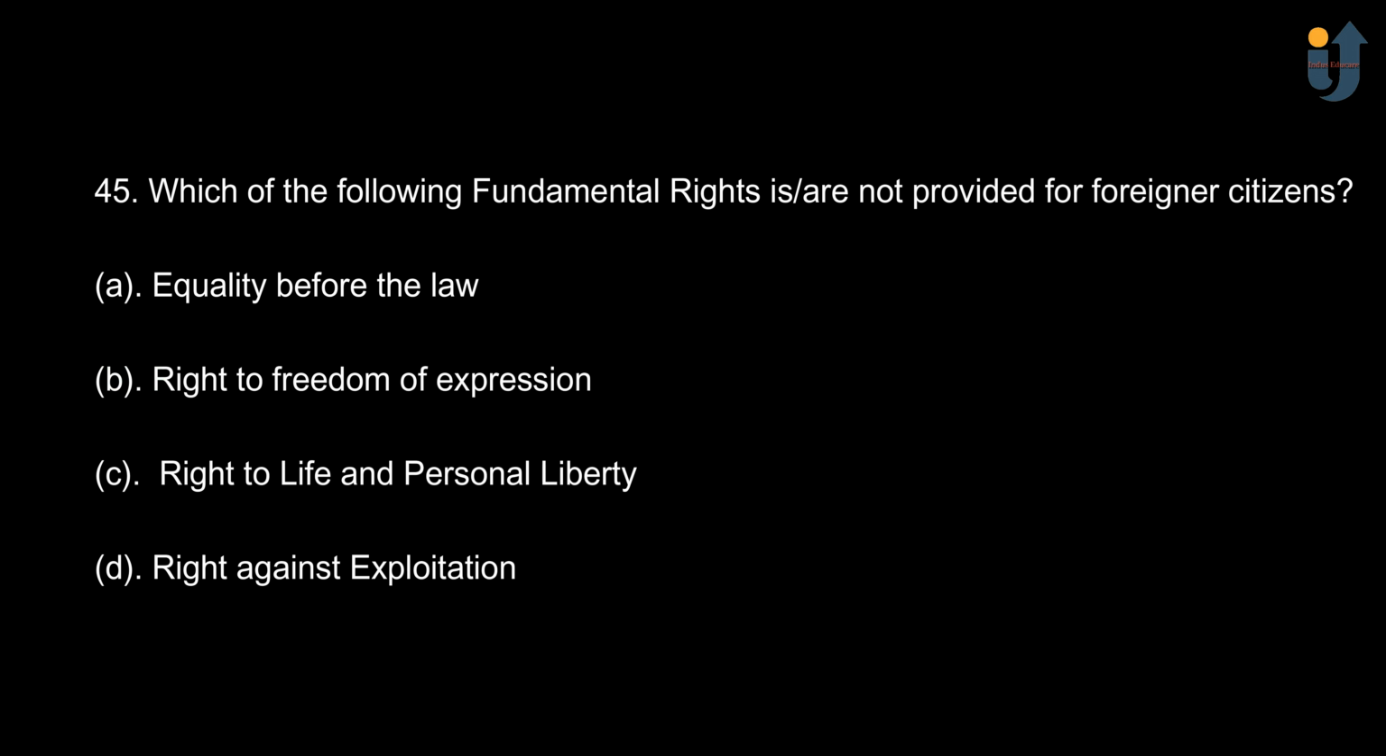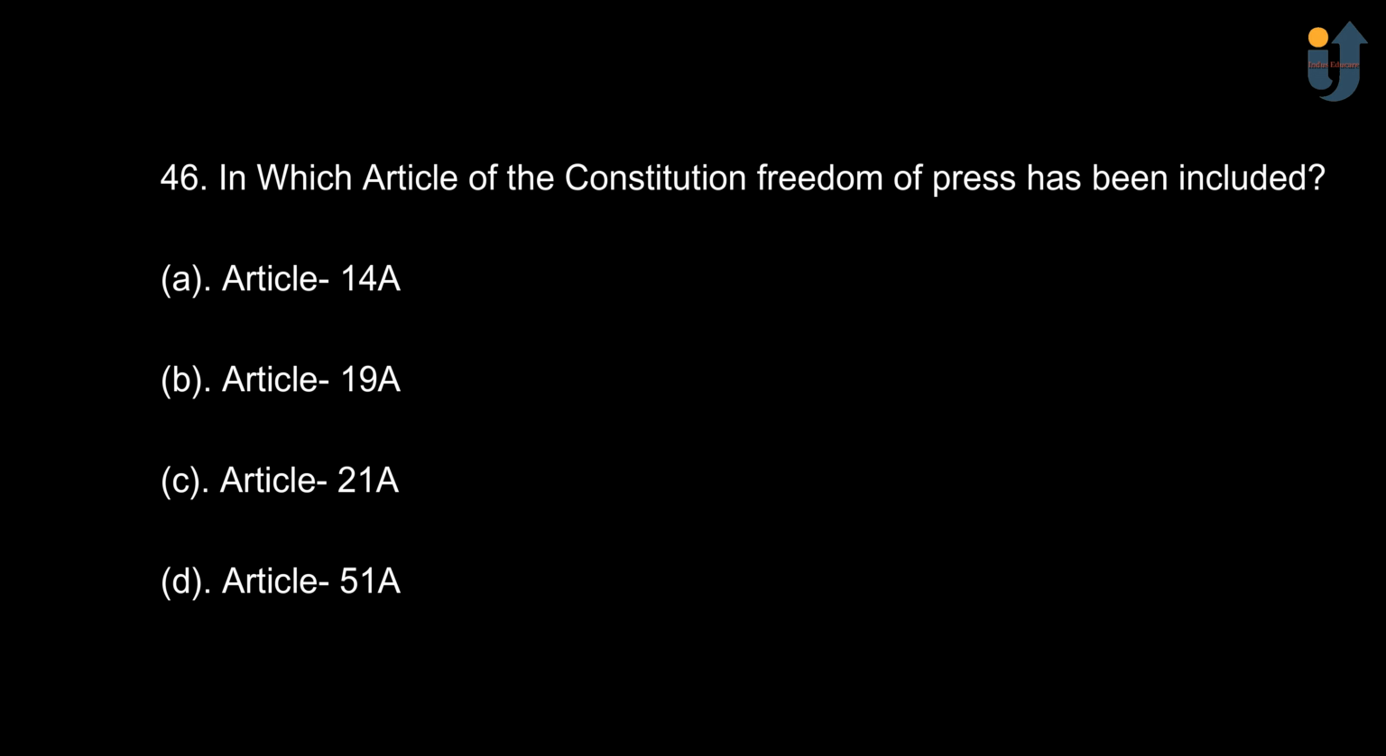Next, in which article of the Constitution has freedom of press been included? Option A, Article 14A. Option B, Article 19A. Option C, 21A. And option D is Article 51A. The correct option is option B, Article 19A.